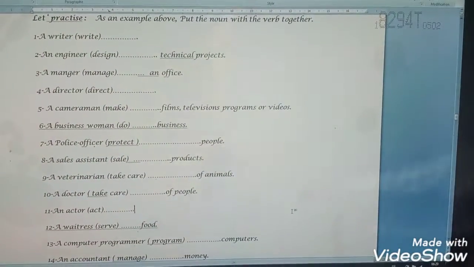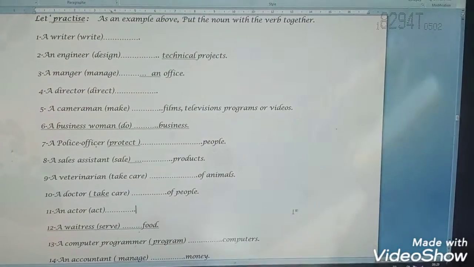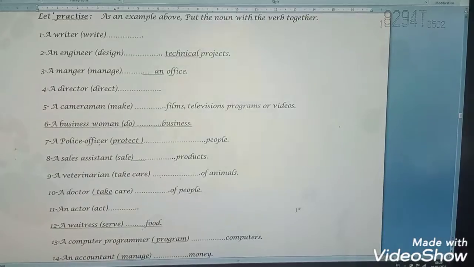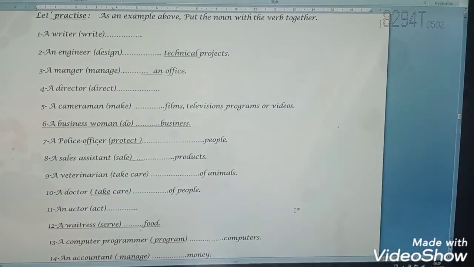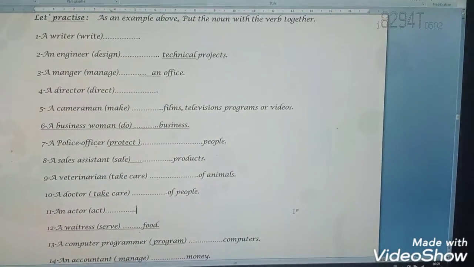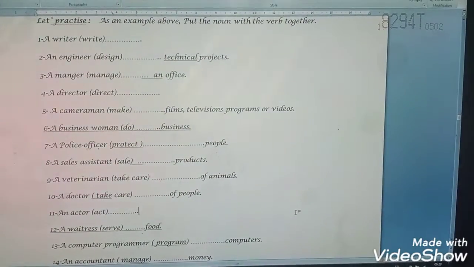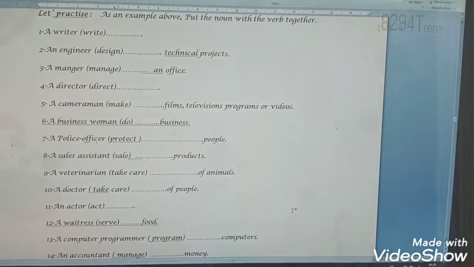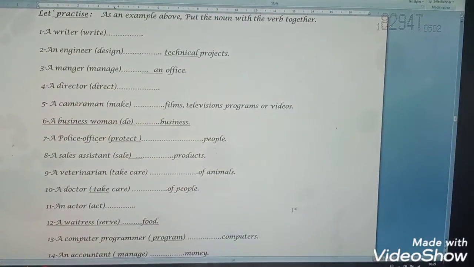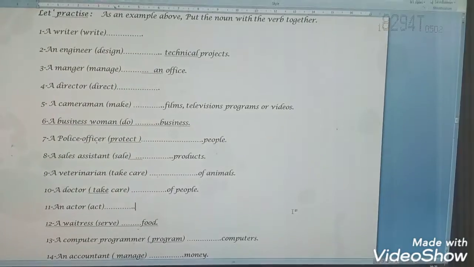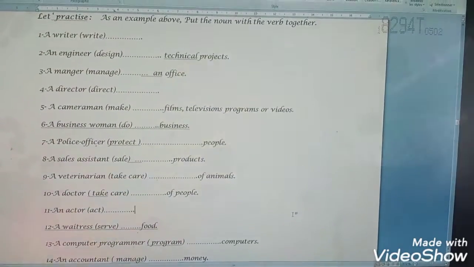Thirteen. A computer programmer programs computers, مبرمج الحاسوب يبرمج الحواسيب. And fourteen, an accountant manages money, المحاسب يدير الأموال. So we shall now conjugate the verb in the simple present tense. Take a minute, try to answer by yourself and we shall return with the answer.